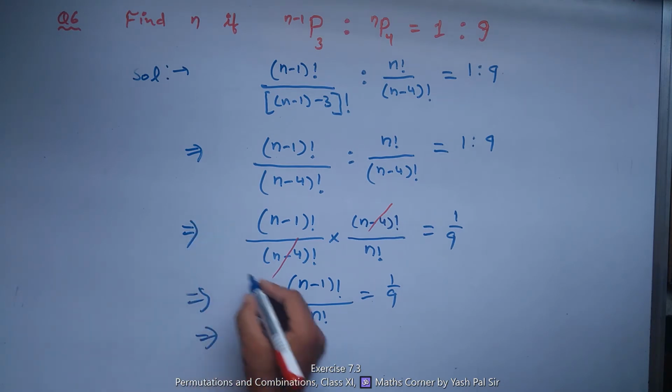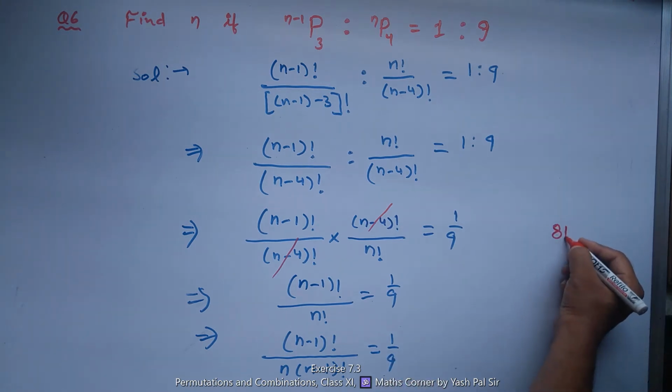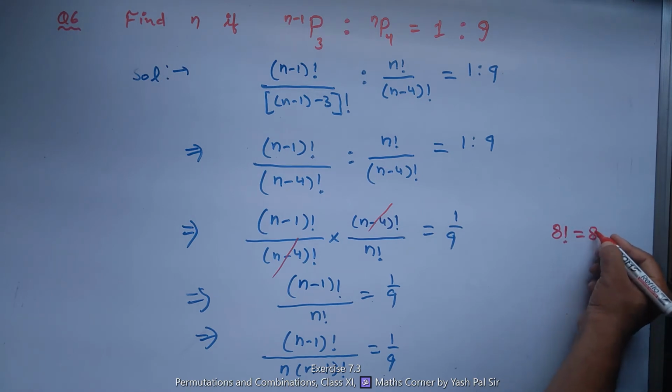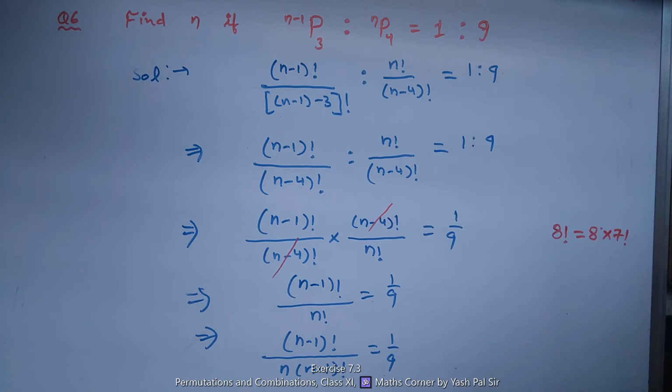So this means we write this as (n minus 1)! in the numerator. In the denominator we expand n! equal to n into (n minus 1)!, which is equal to 1 upon 9. Why this? Because we can write 8! equal to 8 into 7!. So like that, n! is equal to n into (n minus 1)!.